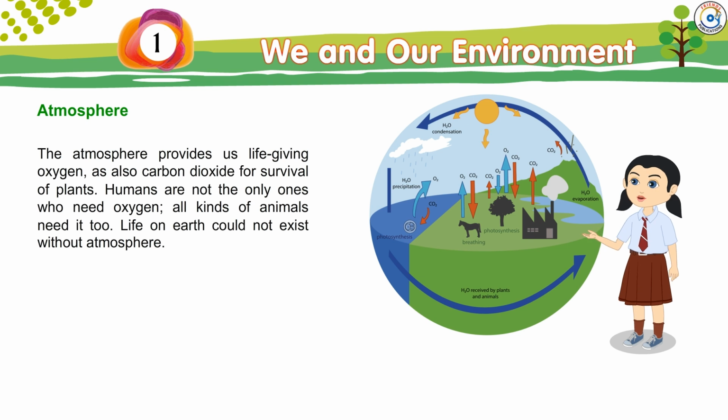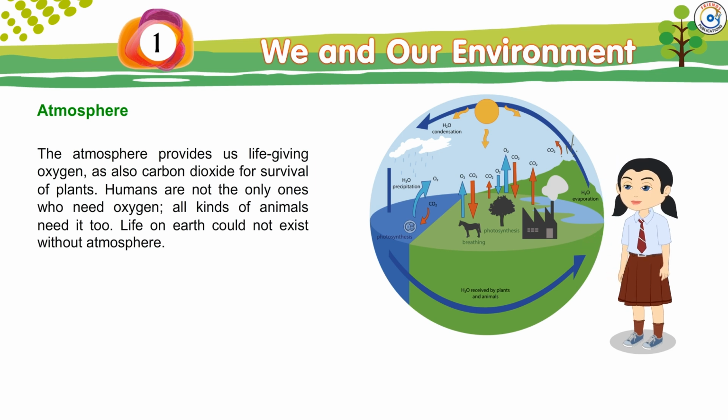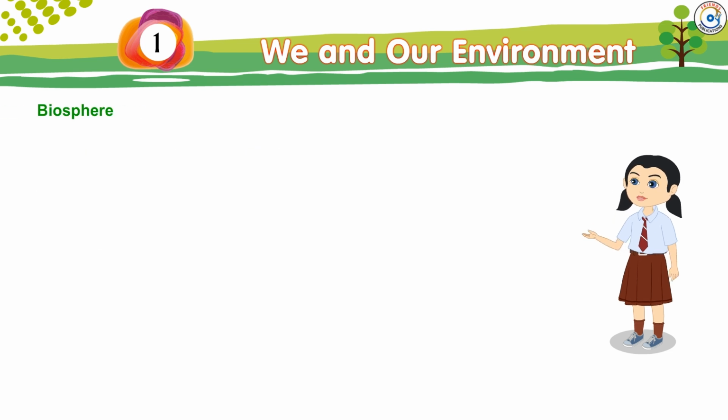The atmosphere provides us life-giving oxygen as also carbon dioxide for survival of plants. Humans are not the only ones who need oxygen. All kinds of animals need it too. Life on Earth could not exist without atmosphere. Brain tickler. Why is life not possible on Moon?